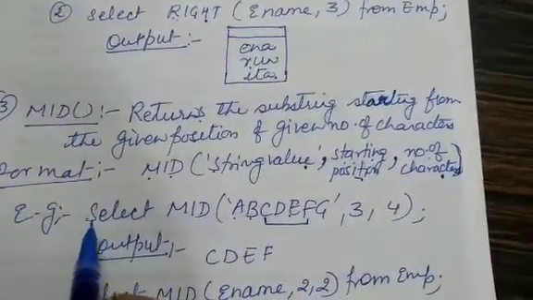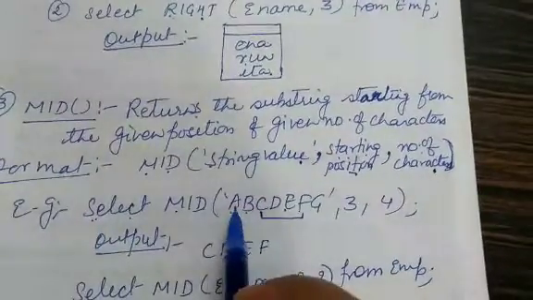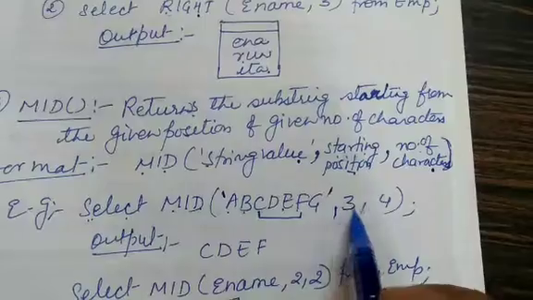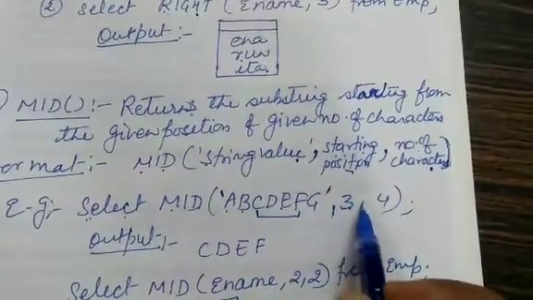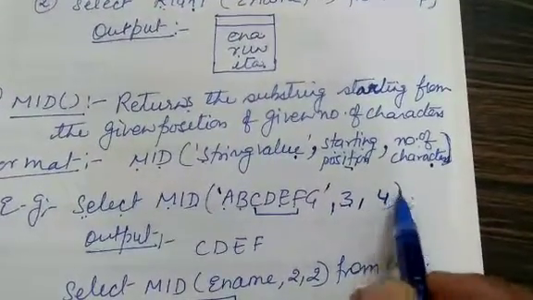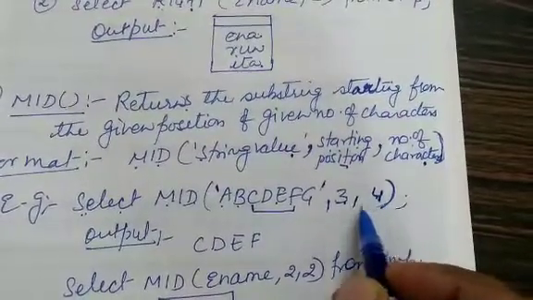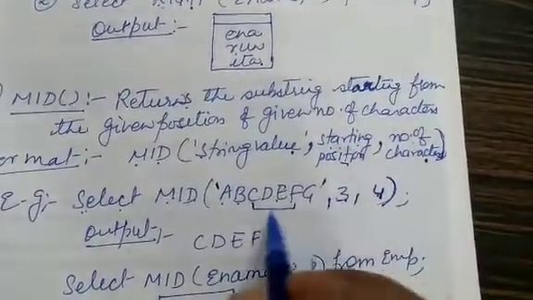Understand it by an example. If you write SELECT MID, suppose this is the string, comma, the first number that you write will be the starting position, the second number that you will write will be the number of characters. If you don't write the number of characters, it will take till the end of the string.